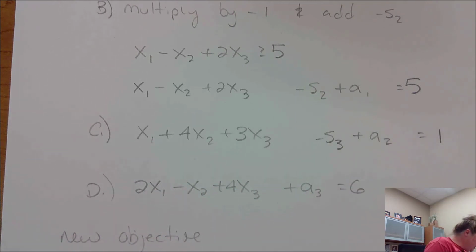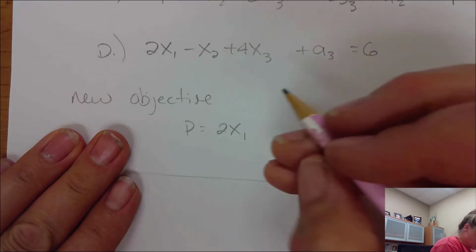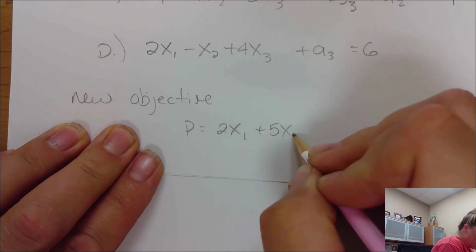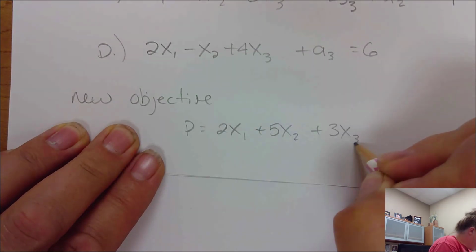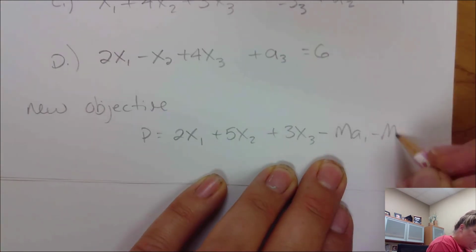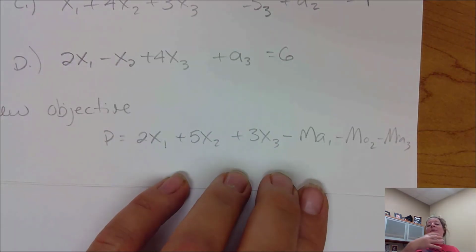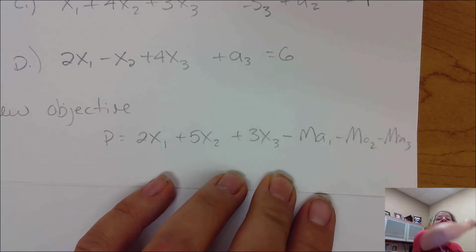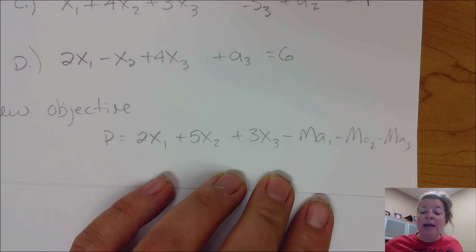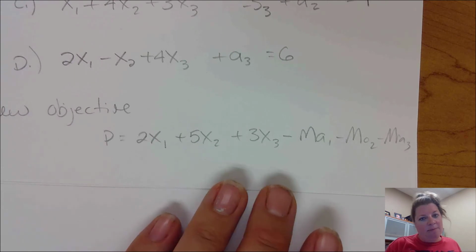So the new objective will be P equals 2x1 plus 5x2 plus 3x3 minus MA1 minus MA2 and minus MA3. And then that's how we write it, right? And then we move them all to the other side to write it as our bottom row in our tableau, because in our tableau the M's all become positive. I'm not going to have a bunch of M's like this.